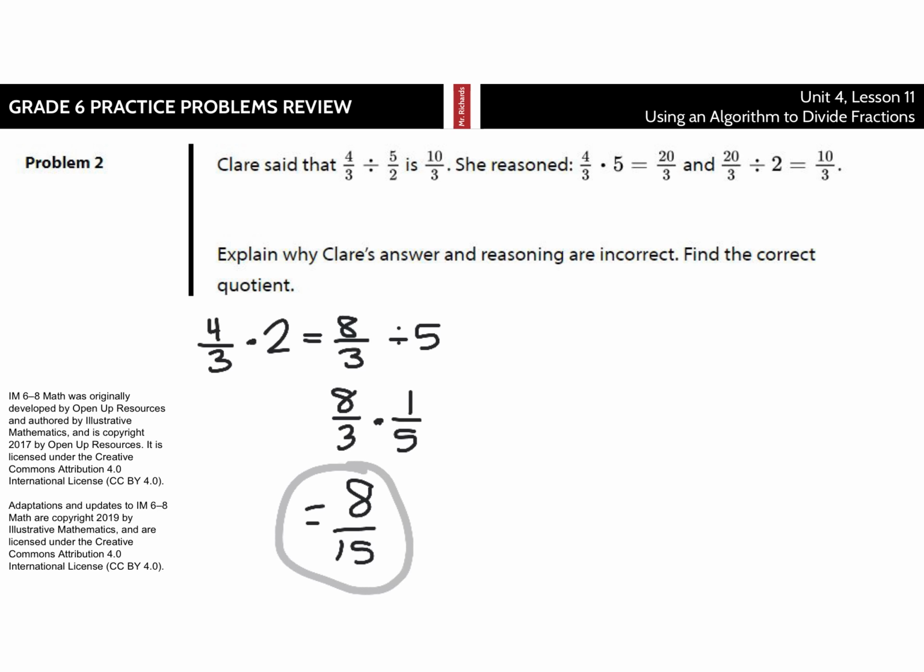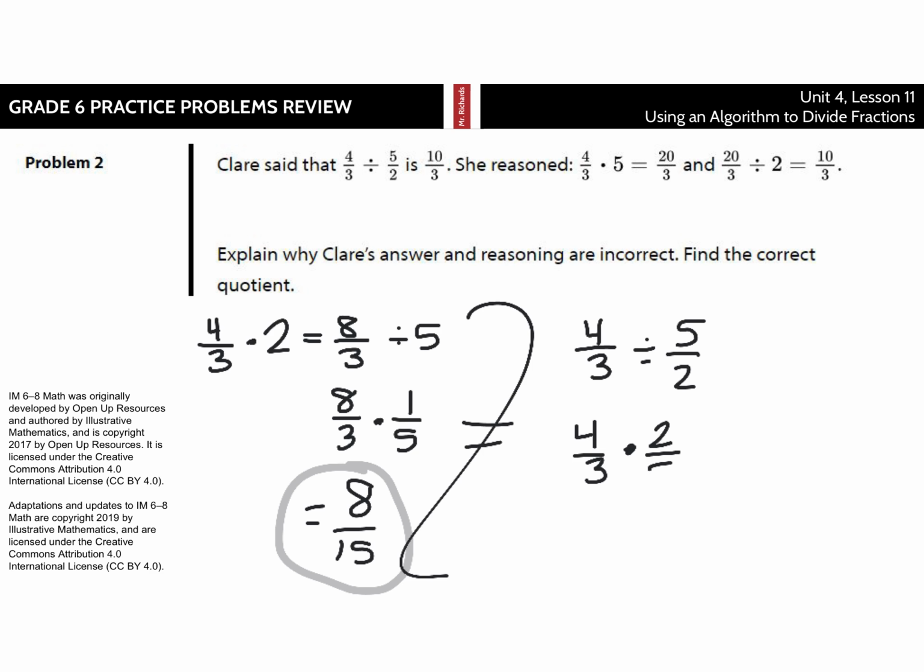Now, as we learned in this lesson today with this algorithm, 4/3 divided by 5/2, what we can do is take our 4/3, and we're not going to multiply by 5/2 as she did. We're going to multiply by the reciprocal, 2/5. And once we do that, we also get 8/15. Again, if you look at the steps that take place here, doing 4/3 times 2, well, there's the 4 times 2. And then we multiplied by the 1/5, well, there's the multiplying by the 1/5 there in blue.